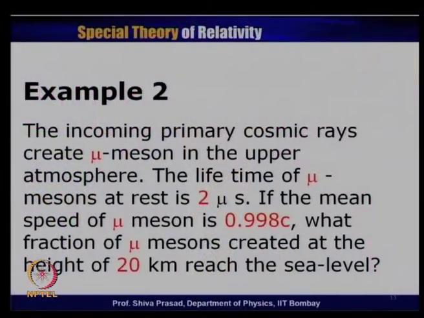There are a large number of particles, some of which are stable, some of which are unstable. Unstable means they decay and change into some other particles. Now, mu meson is one such particle. The lifetime of this particular particle is 2 microseconds if this particle is kept stationary or at rest in a particular frame of reference.